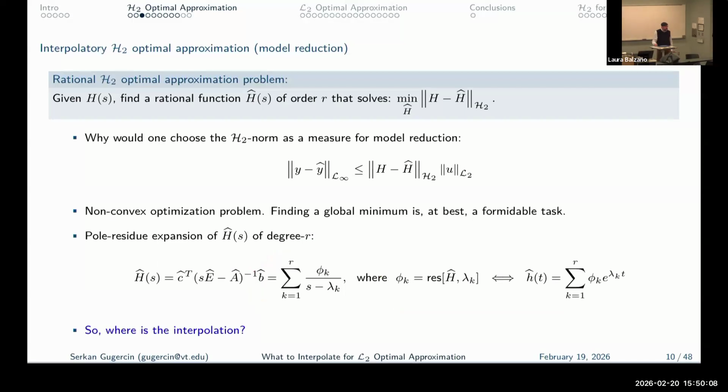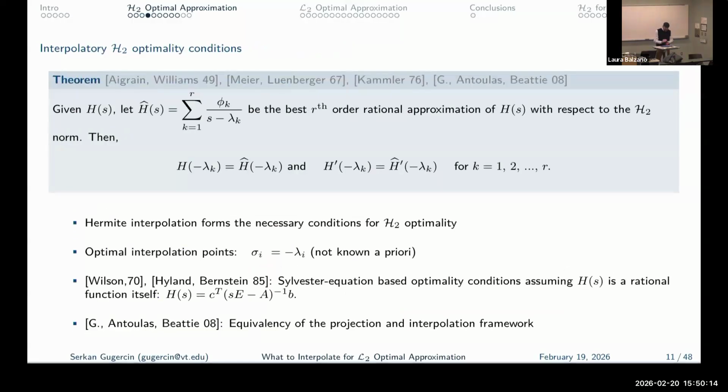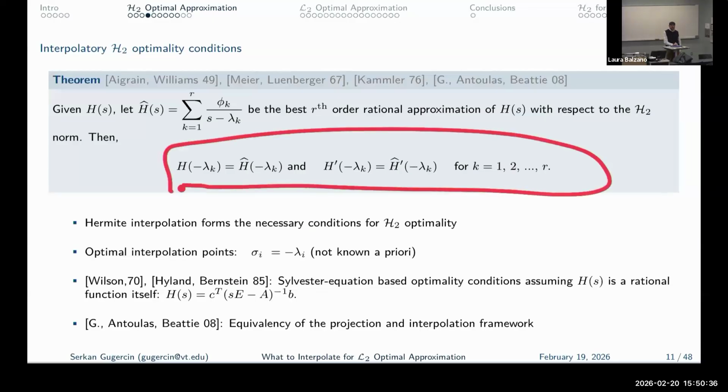But where is the interpolation? I started my talk with the interpolation. Where the heck is the interpolation? Interpolation comes in this fundamental theorem. Okay? Given a full order dynamical system, assume that this is the best you could do. Assume that H hat is the best degree r rational function that minimizes the H2 distance. Then, here are the necessary conditions.